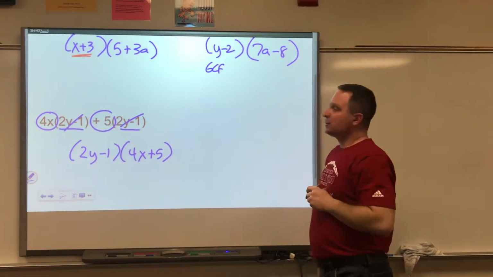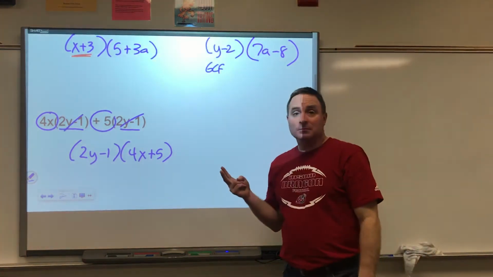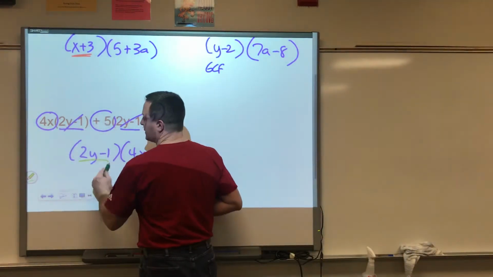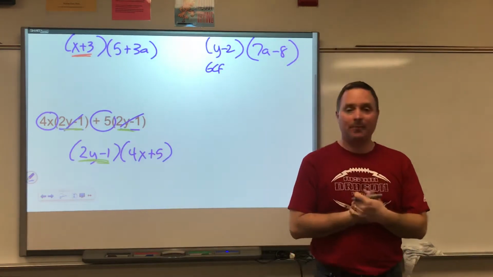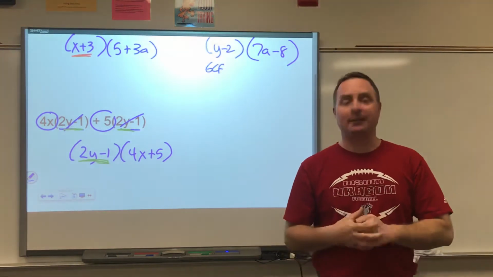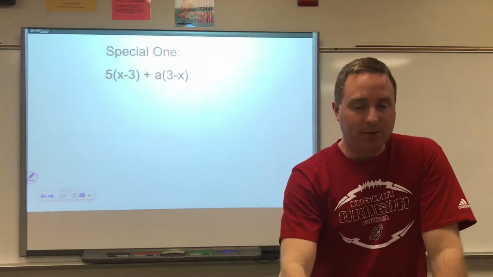So again, that greatest common factor can be a number, it can be a letter, it can be numbers and letters together, and also it can be little expressions like these guys that we can take away. And again, all we've done so far is we've factored out the greatest common factor. The next thing we're going to do, here's a special one.